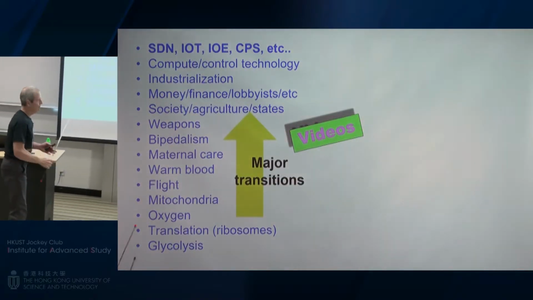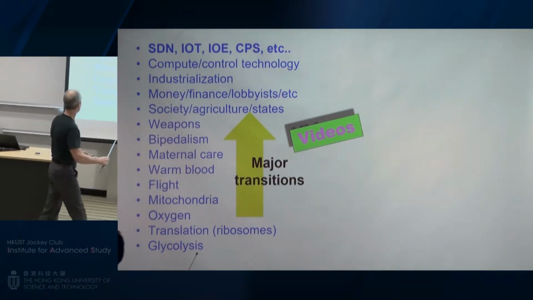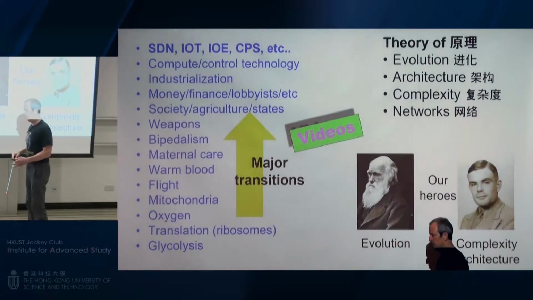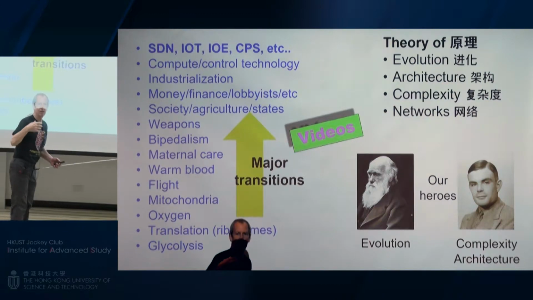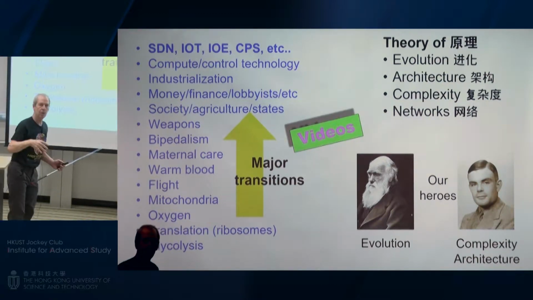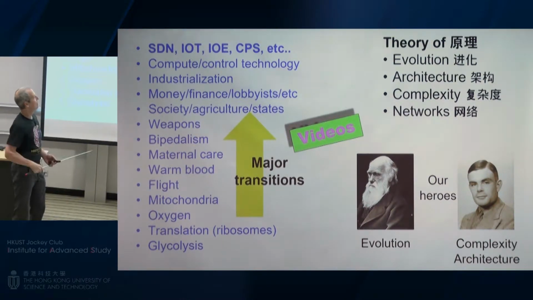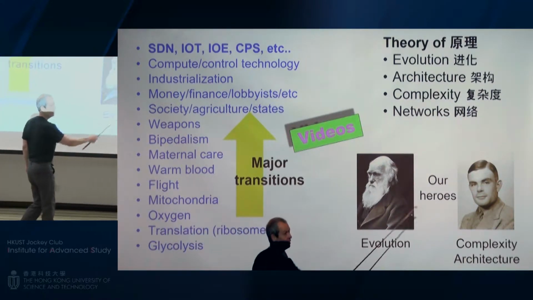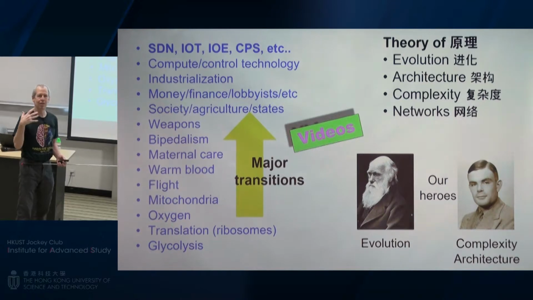So what I'm interested in broadly is major transitions, big changes, and these are some of them that I'm interested in. What these are is they're changes in evolution, obviously. They're changes in architecture. Often these things involve quite large changes in the structure of organisms or systems, increases in complexity, and the elaboration of networks. And then these are our heroes. Darwin and Turing are our heroes from the last 2 centuries. And then the question is, can we get a more integrated theory for these areas?